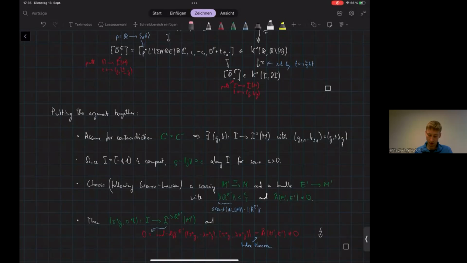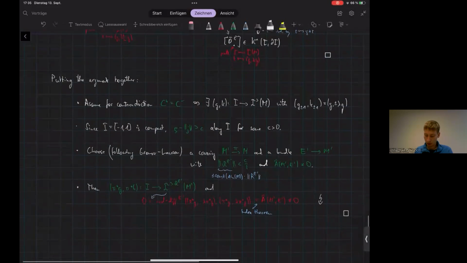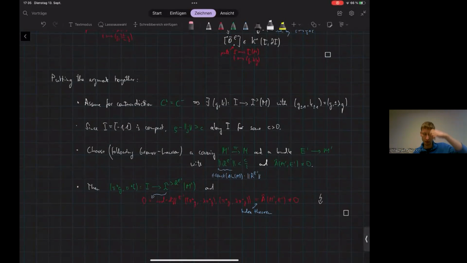Now we use the first construction, the one by Gromov and Lawson, and we choose an appropriate covering and a bundle out of this list of coverings and bundles that this first construction generates, where the curvature of the twist bundle is small, namely smaller than half of this C from above here. And the other part of this statement of Gromov-Lawson was that this twisted A-hat genus is non-zero.